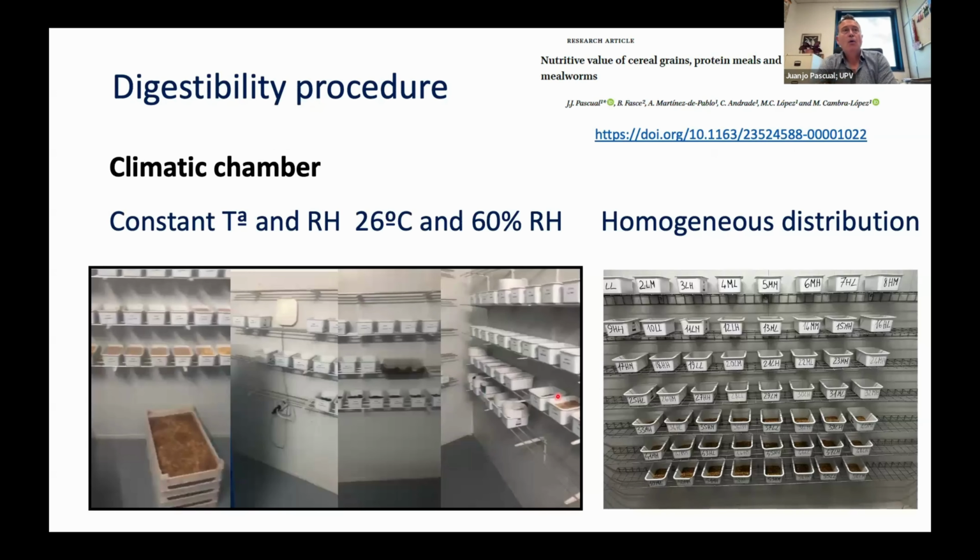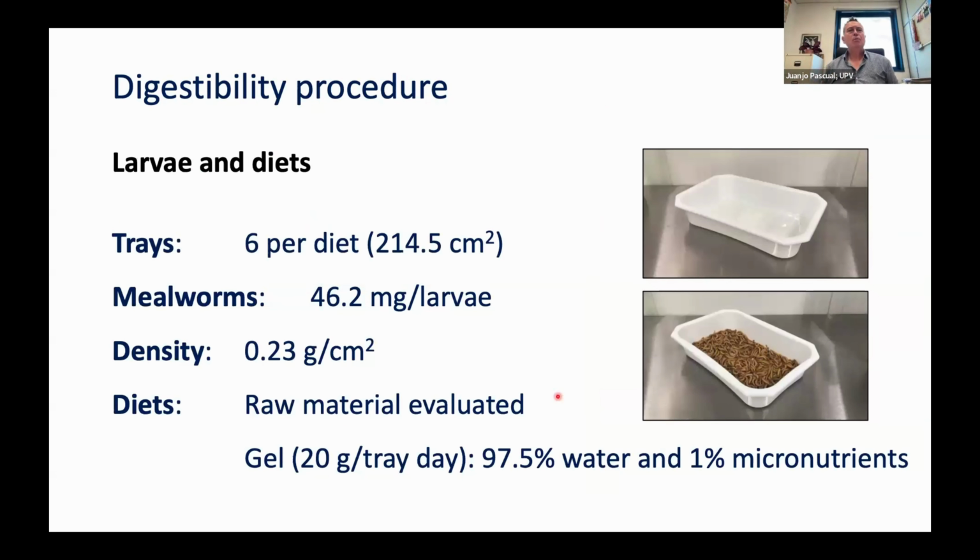In our method, we use a climatic chamber with a constant temperature of 26 degrees Celsius and a relative humidity of 60%. To ensure consistent results, it is widely recommended that the different repetitions of each diet are distributed evenly throughout the chamber, as height in the chamber and proximity to the door or to the equipment can affect the outcomes that you obtain. To obtain consistent data, we recommend carrying out multiple replicates. This is very important. Replication is key.